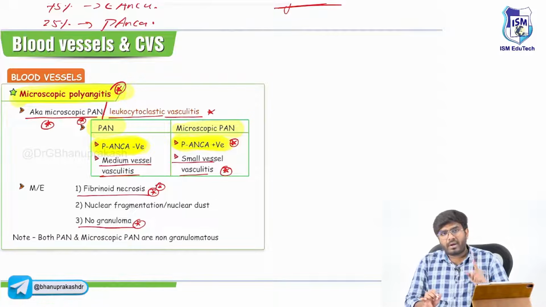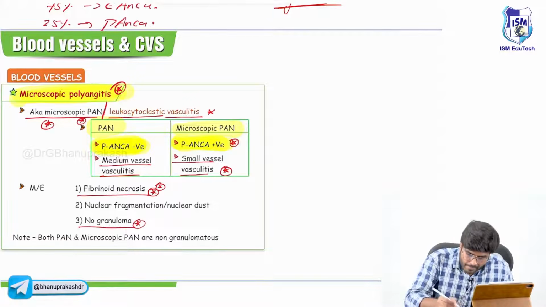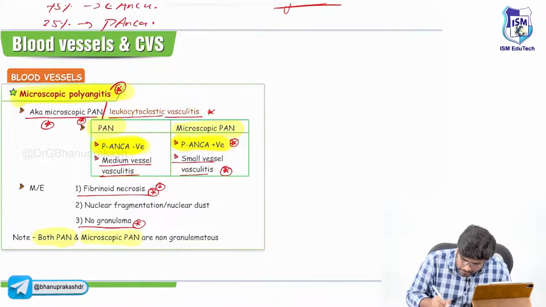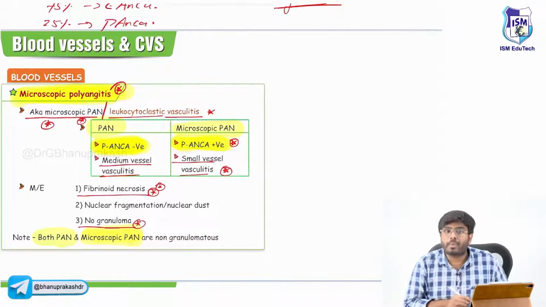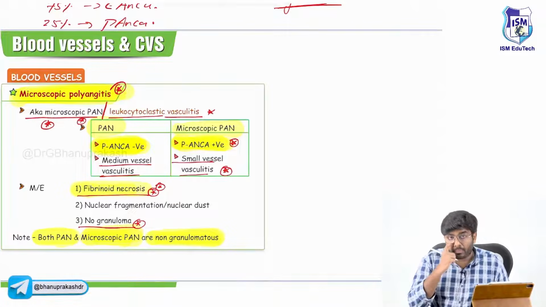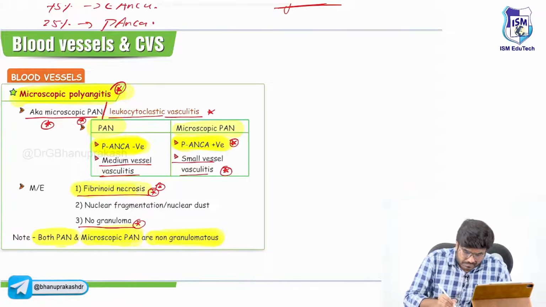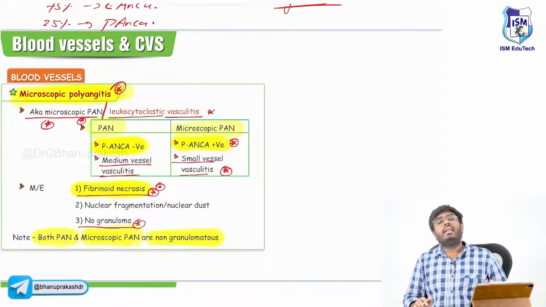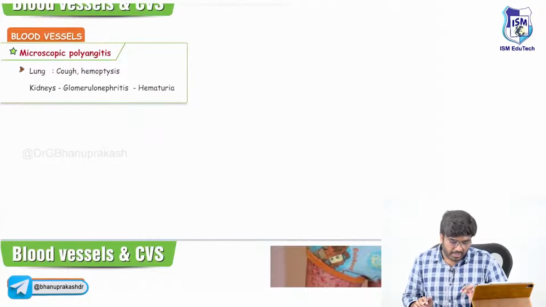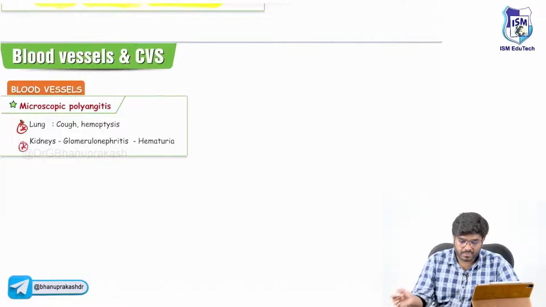Now, very important point. Both PAN and microscopic PAN, both polyarteritis nodosa and microscopic PAN, meaning microscopic polyangiitis, are non-granulomatous. There is no granuloma formation. And in microscopic PAN, there is going to be fibrinoid necrosis. Now, even in this condition, microscopic polyangiitis, lungs and kidneys are going to be involved. Lung and kidney involvement, sir.